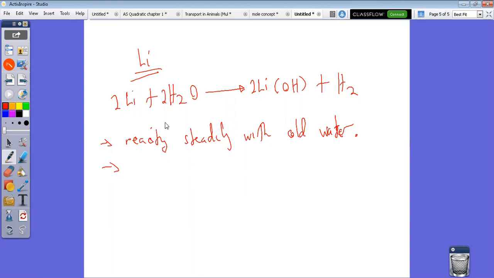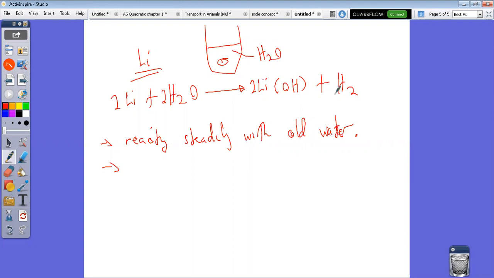Remember, we have dipped our lithium in water. Our lithium, whether it's small, we have dipped it in H2O here. So we have so much water, even as this is formed. So this is actually soluble. We'll talk about that later. So it reacts steadily with cold water.